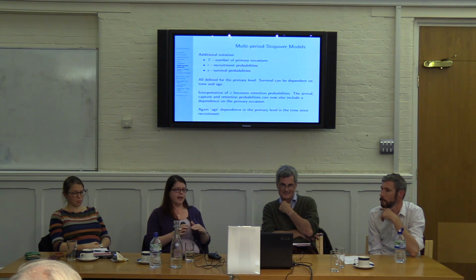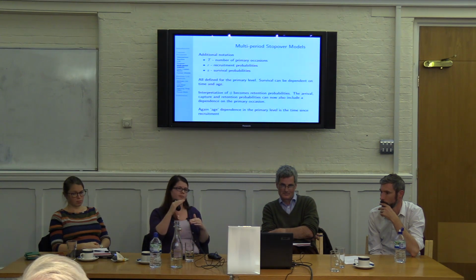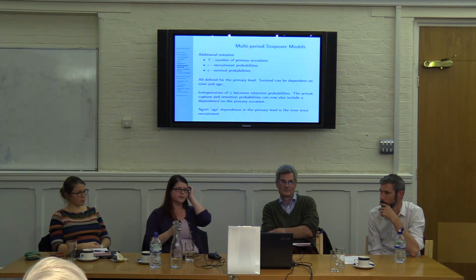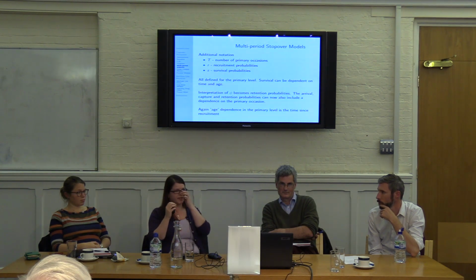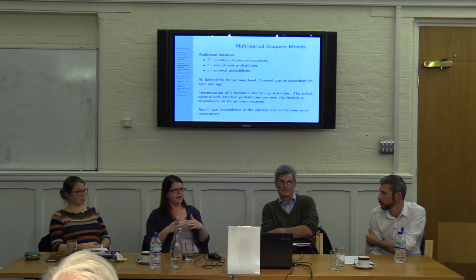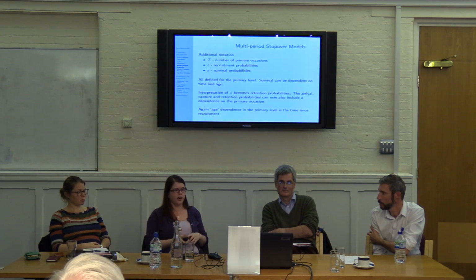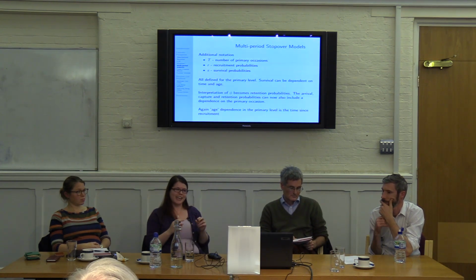So additional notation now, everything stays the same in the secondary level of the model, but we now have this primary set of occasions. So let T be the number of primary occasions. R I call the recruitment probabilities. And now S, I call the survival, so that's now on the primary level. So we're tracking whether you're alive each year. So phi, I call retention probabilities now. So it's, are you staying at the site or not, or have you left? Survival can be time and age, and again, age is time since recruitment in the primary level.